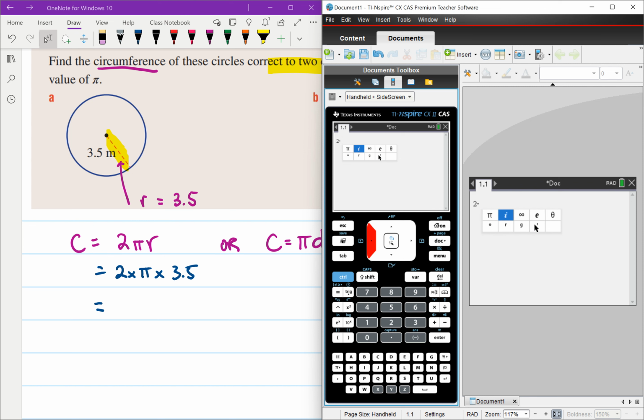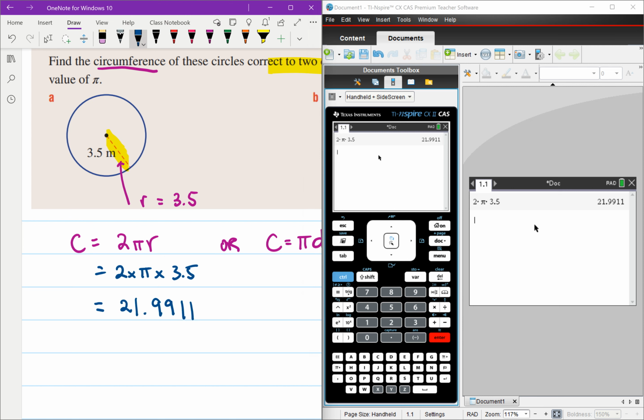I'm going to pick pi. So 2 times pi times. Now on my senior calculator, they put dots. In America, they use dots to say times. So center dot means multiplication. So 2 times pi times 3.5. If I press Control Enter, that gives me 21.9911. Am I done? What am I missing?